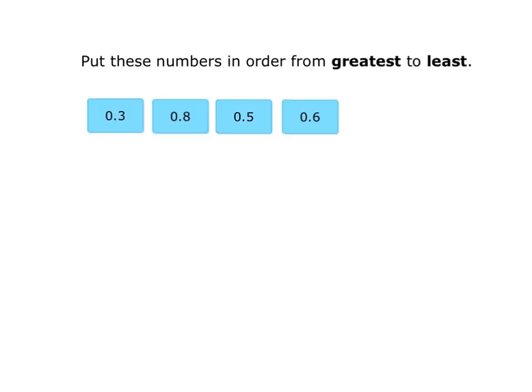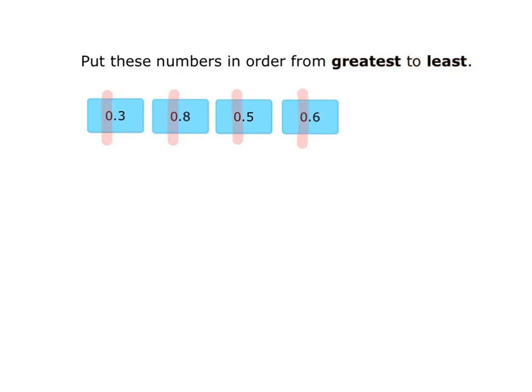Whenever you're asked to order any numbers, it's going to ask you to order it from greatest to least or least to greatest. In this case, it's asking us from greatest to least. So what I need to do is start looking at my numbers to find out which is the greatest number and move from there, find the next greatest, then the next greatest, and then eventually come to the smallest number. To do that, the very first thing I need to do is look at my largest place value. In this case, it's the ones.